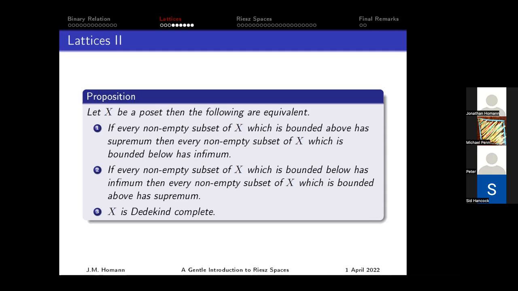And since the set of upper bounds of A is bounded below, and by hypothesis, every set bounded below has infimum, we then have that the infimum of the set of upper bounds of A exists. But this infimum dominates every member of A. So the infimum of the upper bounds of A is the supremum of A. And then putting those together, this gives us that the set is Dedekind complete. So that just follows by definition.